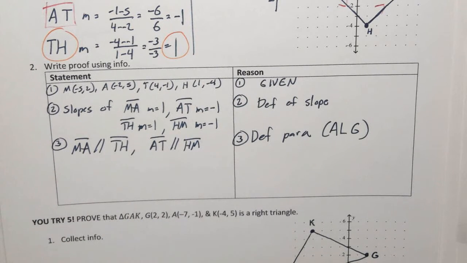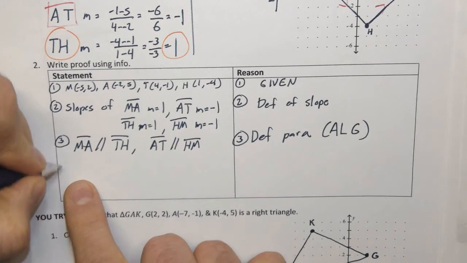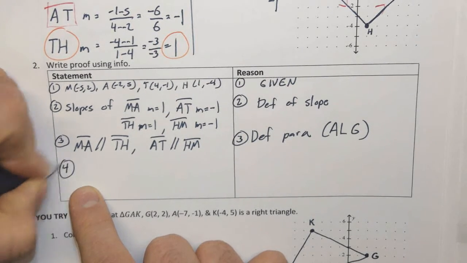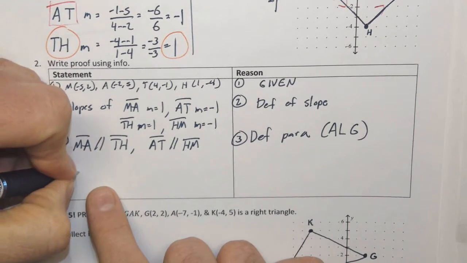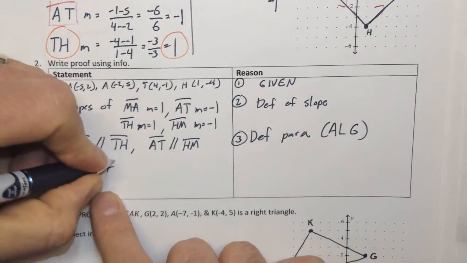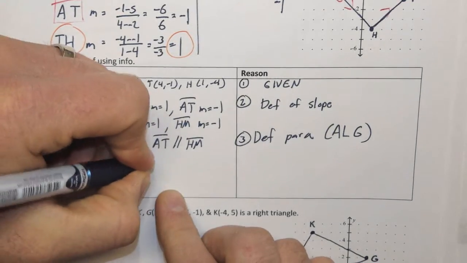All right, so great. Now we have the fact that we've got these parallel lines, which is fantastic and wonderful. And so now we're going to bump it up a little bit more. Step number 4 right here. Because we have these 2 sets of parallel lines, we get to finish this guy off. We are going to state that MATH is a parallelogram.